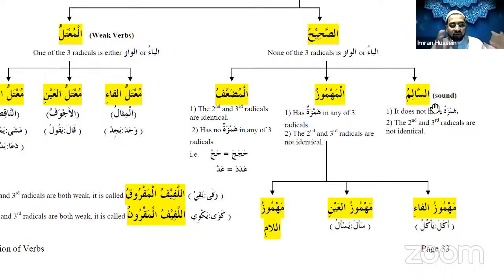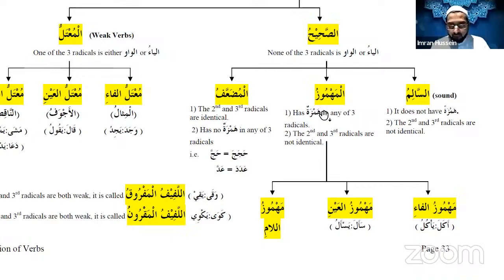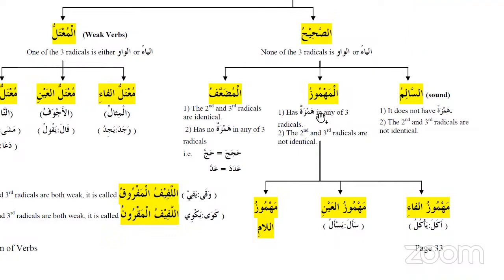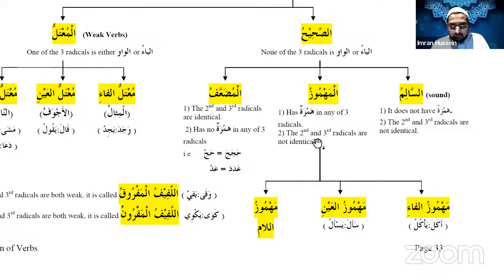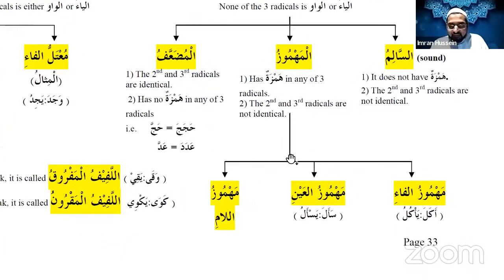The salim ones are the sound ones, the original ones, and for the others there are slight little tweaks when you do the past tense, or the present tense, or the command. Is that clear? For example, I'll give you an example of mahmuz. Now, al-mahmuz, first, let's read the definition, and I'll give you some examples. It has hamza in any of the three radicals. And number two, the second and third radicals are not identical. Exactly.